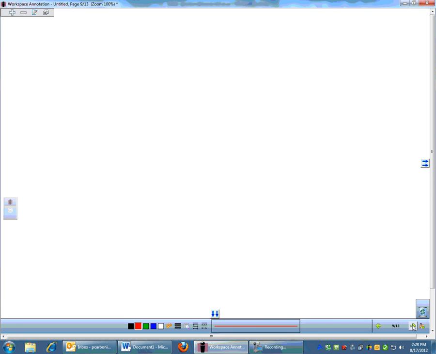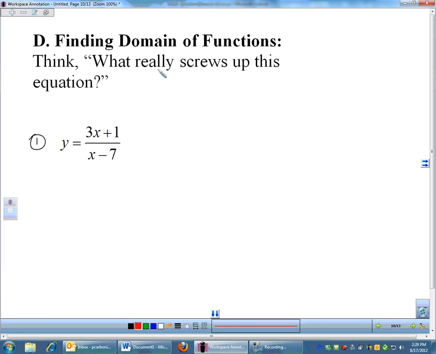Okay, one last thing, and that is finding domain. And this is going to roll back into interval notation. So finding domain. The way I like to think of domain, if you're given equations, is what really screws up this equation. So I'm looking at this equation, and what I see is a fraction. And one thing you have learned is that you can never divide by 0. It makes the world blow up, and the Math League of America gets angry, and gnomes will attack you.